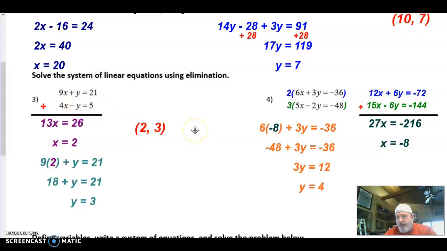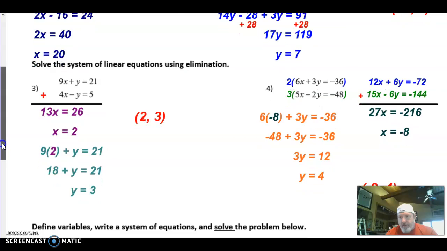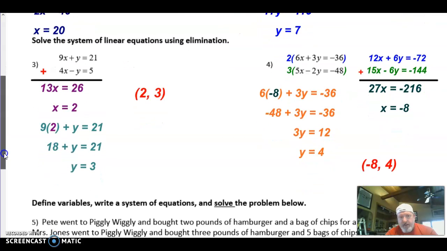You notice here for number 4, we got a little background work to do. The y's are opposite signs, but they are not the same number. So I'm going to multiply this top equation by 2, which you see right up here, and multiply the bottom one by 3. That gives me negative 6y and positive 6y. Now they're opposites, so I can add them. So 27x equal to negative 216, and I divide, x is negative 8. Then again, I have the choice to plug it into either one of these equations. I chose the top one just because y was positive there. So plug this in, and y is 4. And again, our last step, make sure you write that ordered pair when you're done.